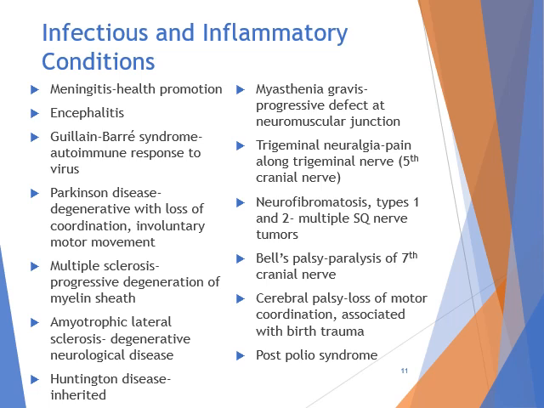Amyotrophic lateral sclerosis, or ALS, is a degenerative neurologic disease. Huntington's disease is an inherited neurologic disease. Myasthenia gravis is a progressive defect at the neuromuscular junction. Trigeminal neuralgia, you get pain along the trigeminal nerve, which is the 5th cranial nerve. There's a picture in your book, which we'll get to.